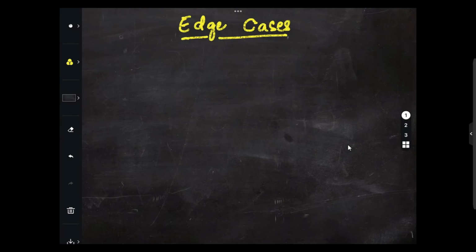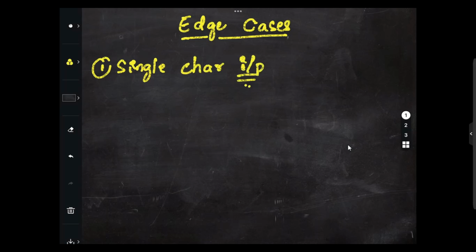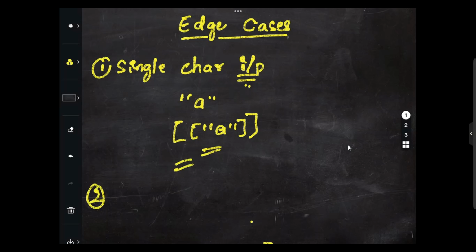The first edge case I want to discuss here is a single character input. Let me give a single character input. For the single character input I'll just consider A here. This is the input. The output will be A itself in this case, because we have a single character, right? So the output will be A itself. Why? Because a single character itself is a palindrome. So this is the first edge case.